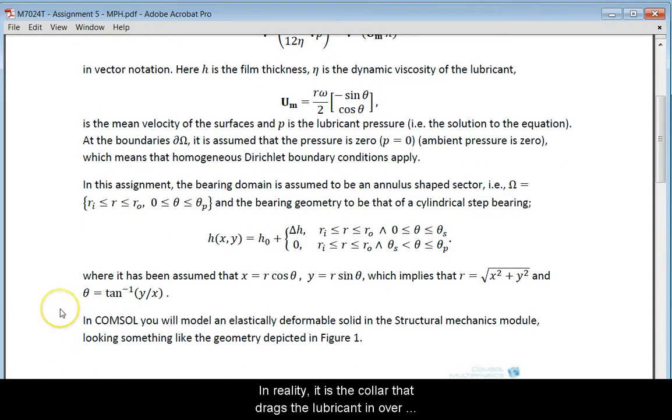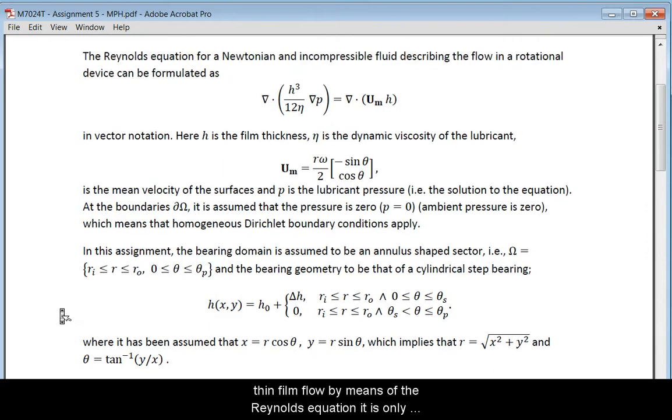In reality, it is the collar that drags the lubricant in over the fixed bearing surface. When you model stationary thin film flow by means of the Reynolds equation, it is only the average speed of the surfaces that counts, and either one of the surfaces can thus be thought of as moving.